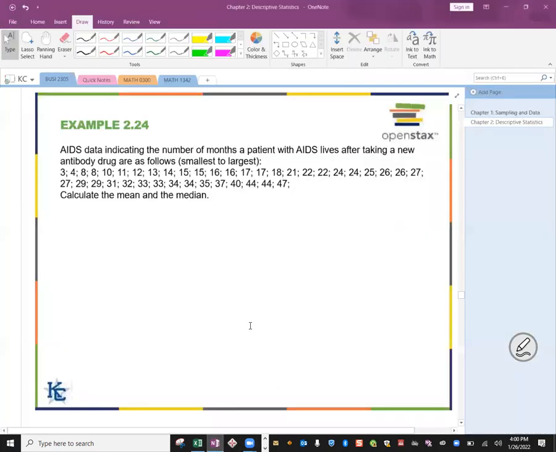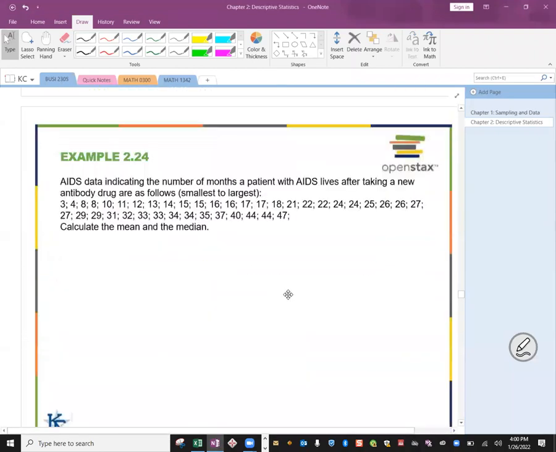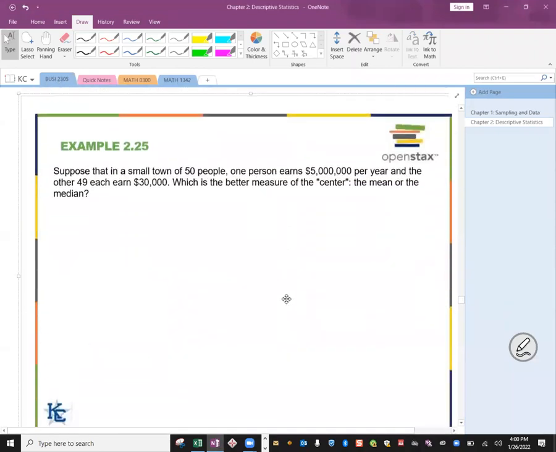So let's pop back over to our notes and continue on. Here we have another example. It says, suppose that in a small town of 50 people, one person earns $5 million per year and the other 49 each earn $30,000. Which is the better measure of center, the mean or the median?